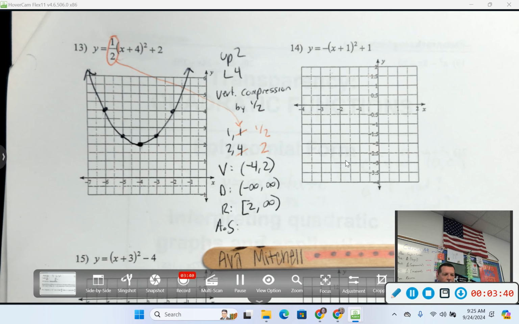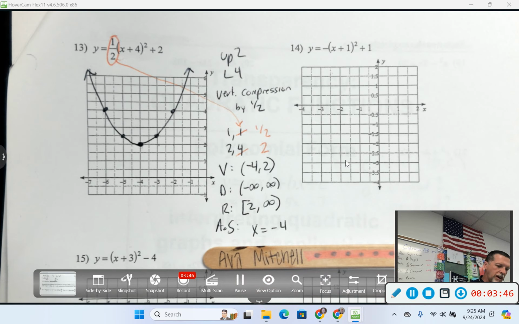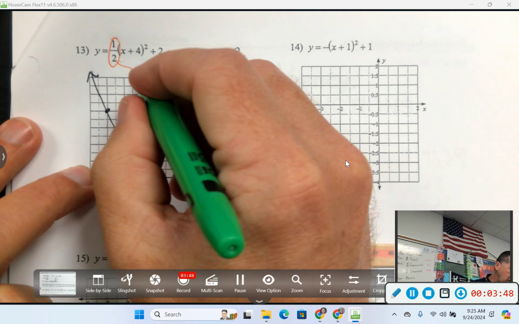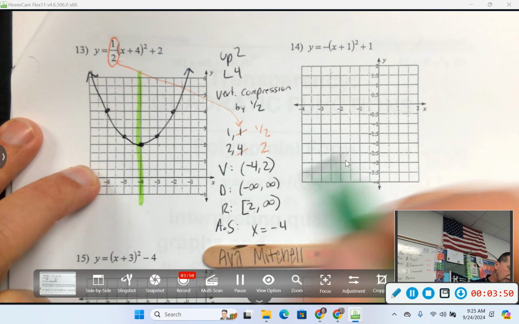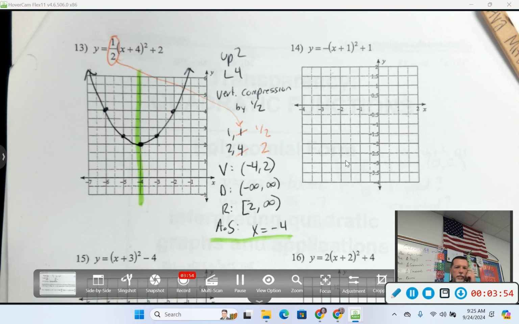And then Ava, how about the axis of symmetry? X equals -4. Very nice. Not just -4, but x equals -4. You don't have to label it, but if that helps, you see it, then by all means, do it.